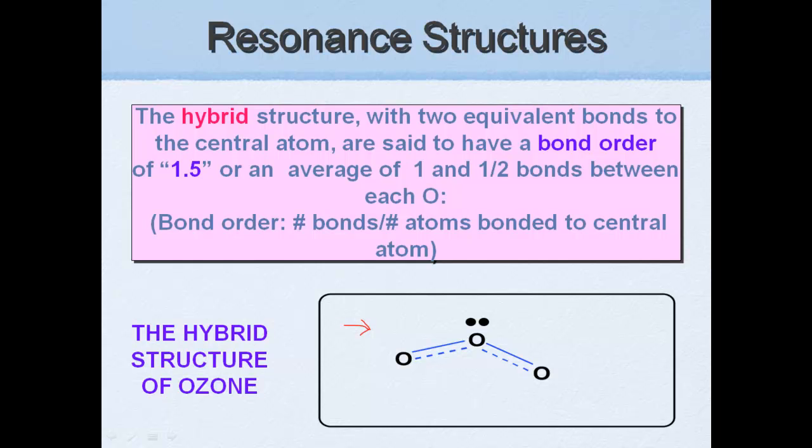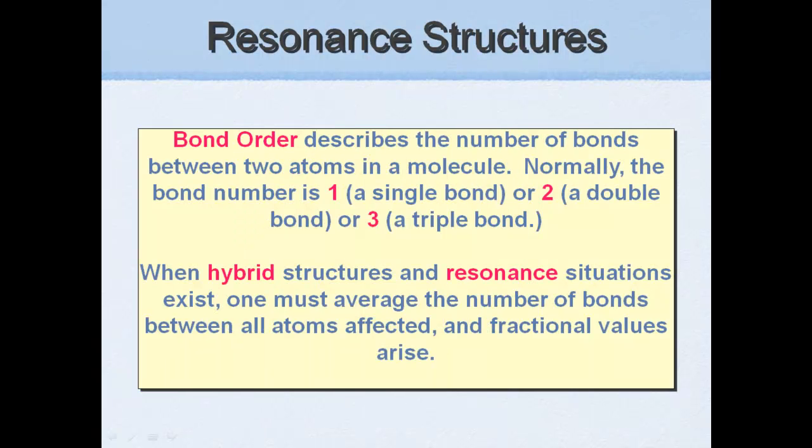Here is what the proposed hybrid structure of ozone looks like. And this would basically be an overlapping. If we take both Lewis structures that we saw on the previous slide and overlap them, this would be what the hybrid structure looks like. The bond order describes the number of bonds between two atoms in a molecule. Normally, the bond number is 1 for a single bond, 2 for a double, or 3 for a triple.